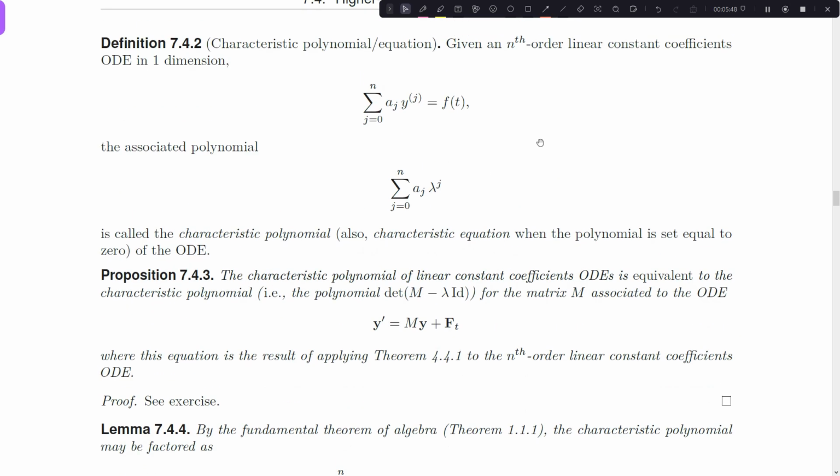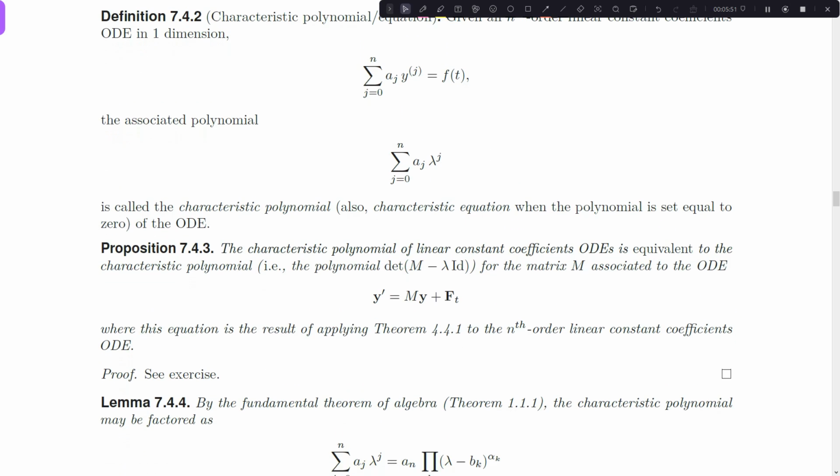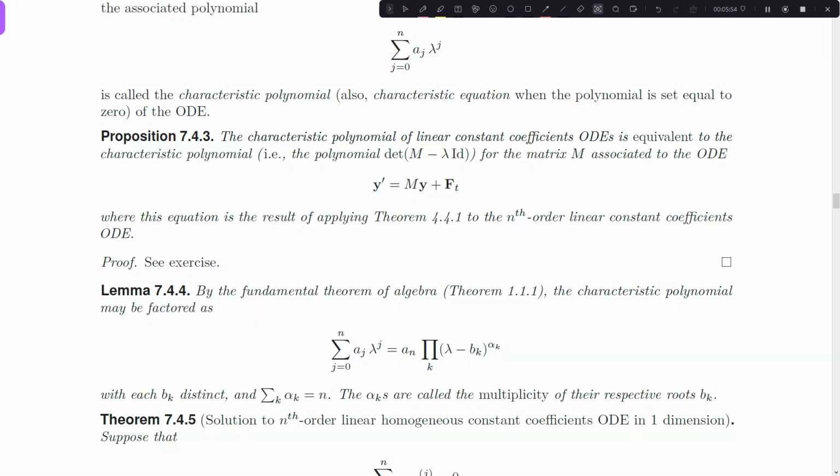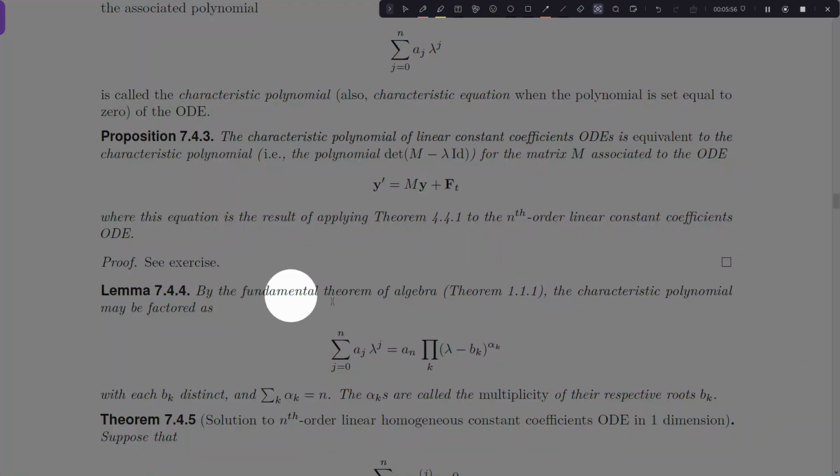But the nice thing is that since this is an nth degree polynomial, we know that we have exactly n roots, right? By the fundamental theorem of algebra. This is the whole reason I was basically forced to give you some complex analysis at the beginning of this course: the fundamental theorem of algebra only works in complex analysis, and we get these b sub k roots to our characteristic polynomial.